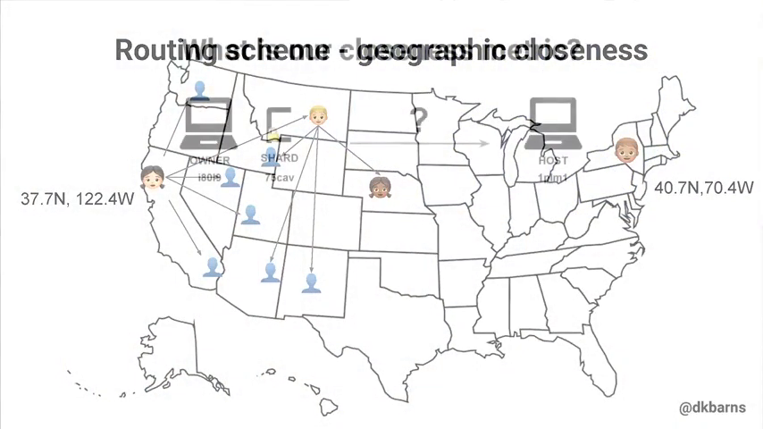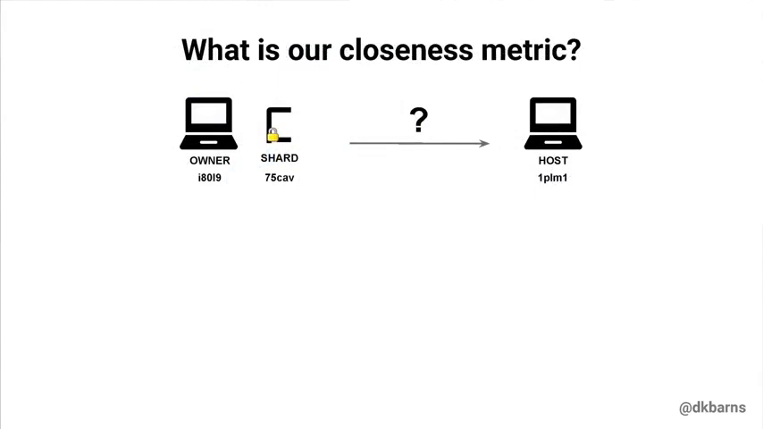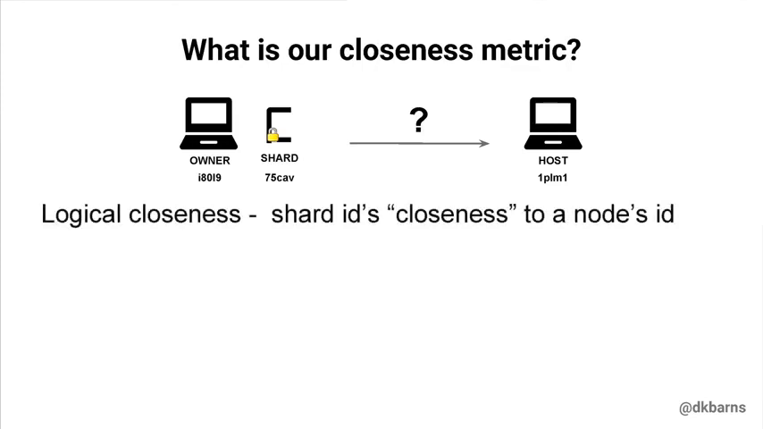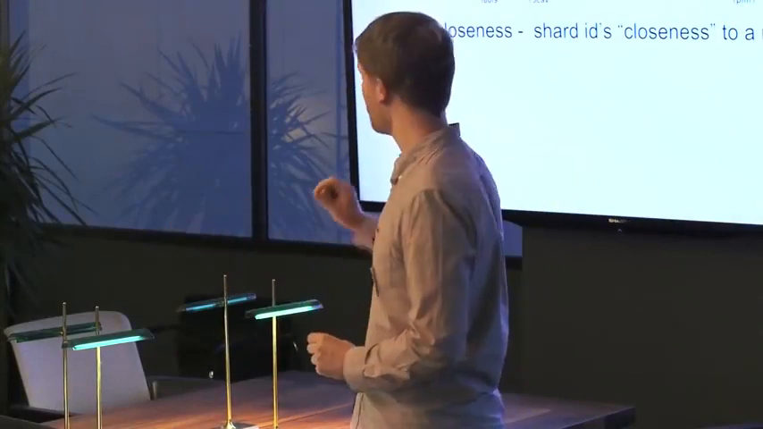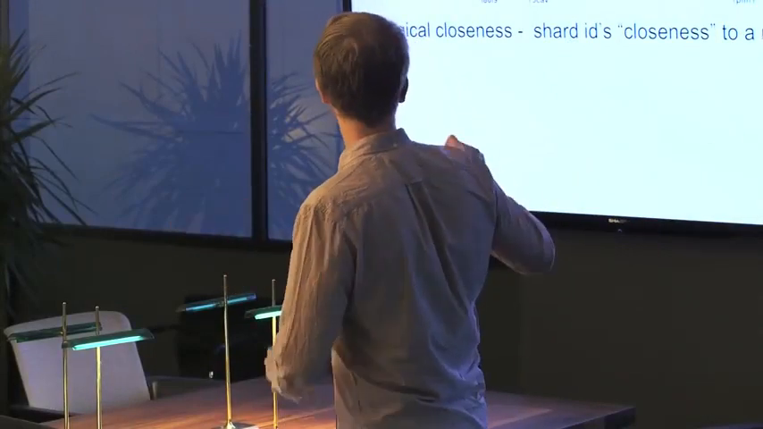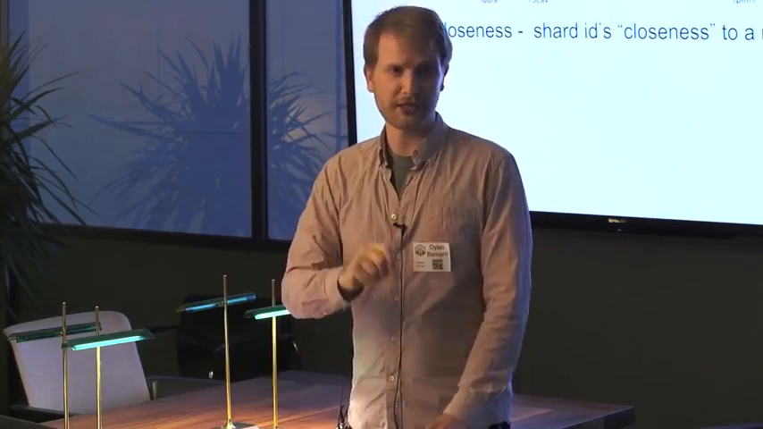So we're using a geographic metric for closeness. Let's think about a closeness metric for IDs. Our closeness metric is going to be logical closeness. So how do we answer the question of where we send a shard and to which node? We're going to send the shard to the node whose ID is closest to the original shard's ID.